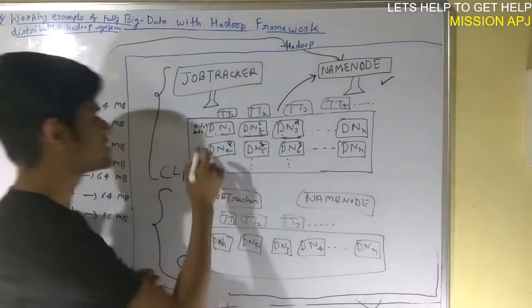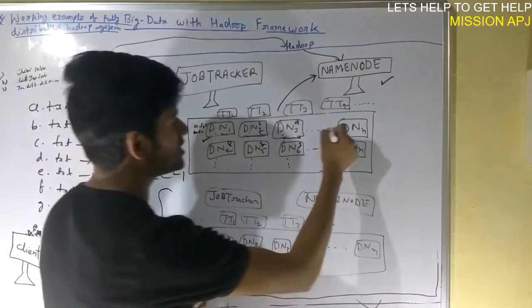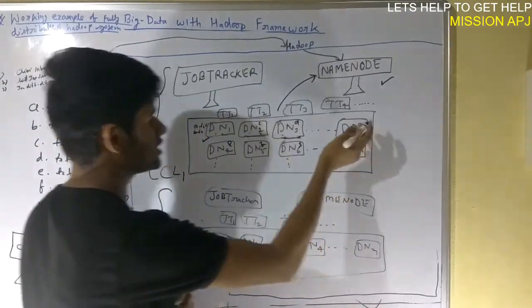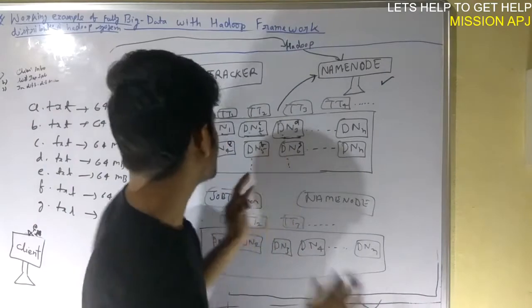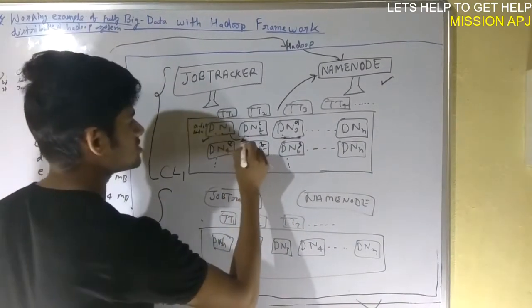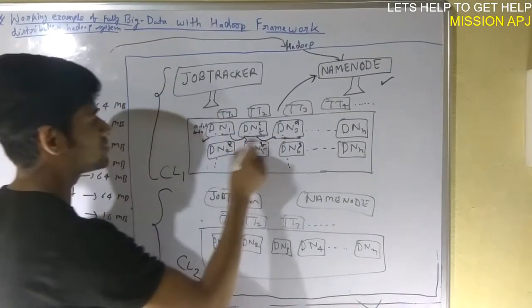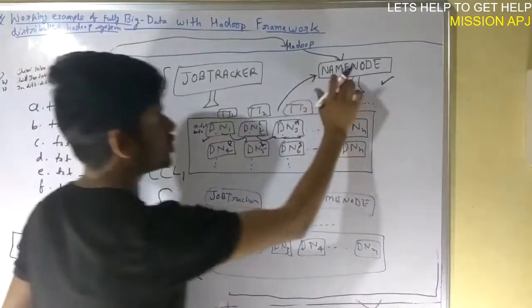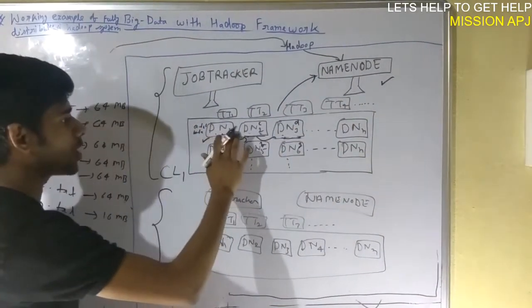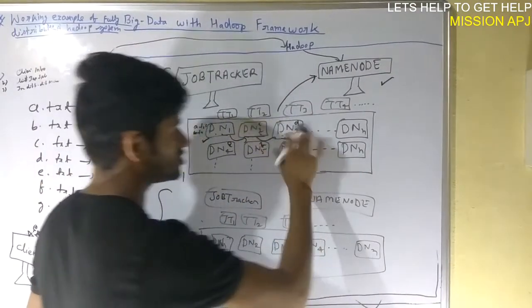Okay, so a copy of this data node 1 will be copied in, suppose, data node 4, data node 7, data node 8, data node 9. Suppose a copy of this data node is copied in this data node and this data node. So three copies of data node 1 are already available. This information is also stored here in the name node: that data node 1's copy is stored in data node 2 and data node 3.